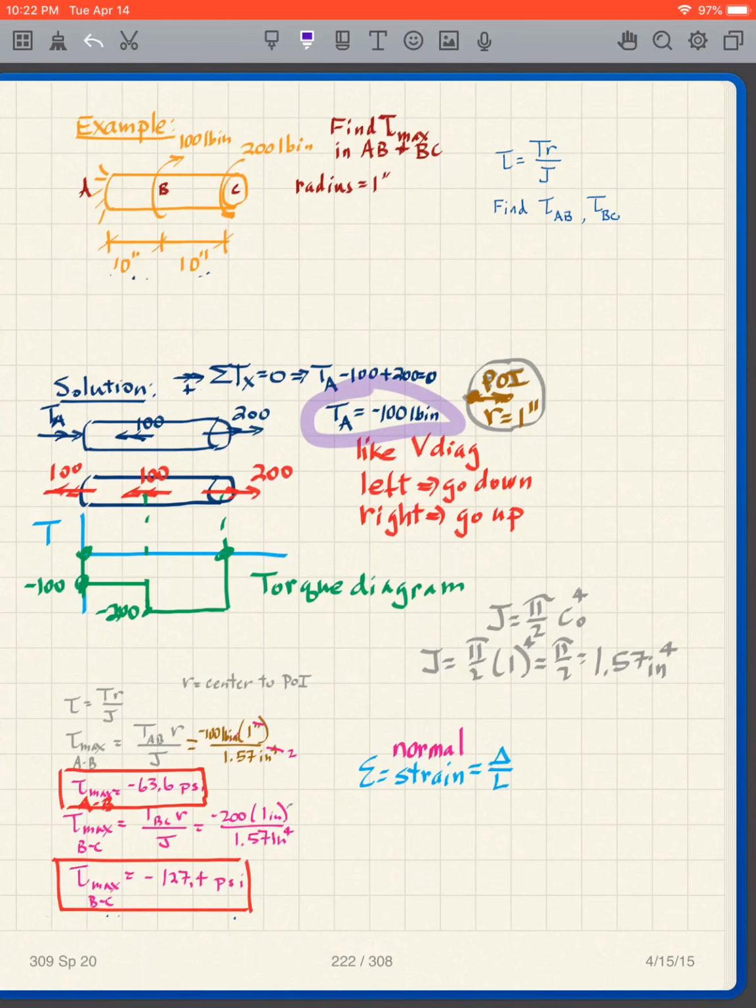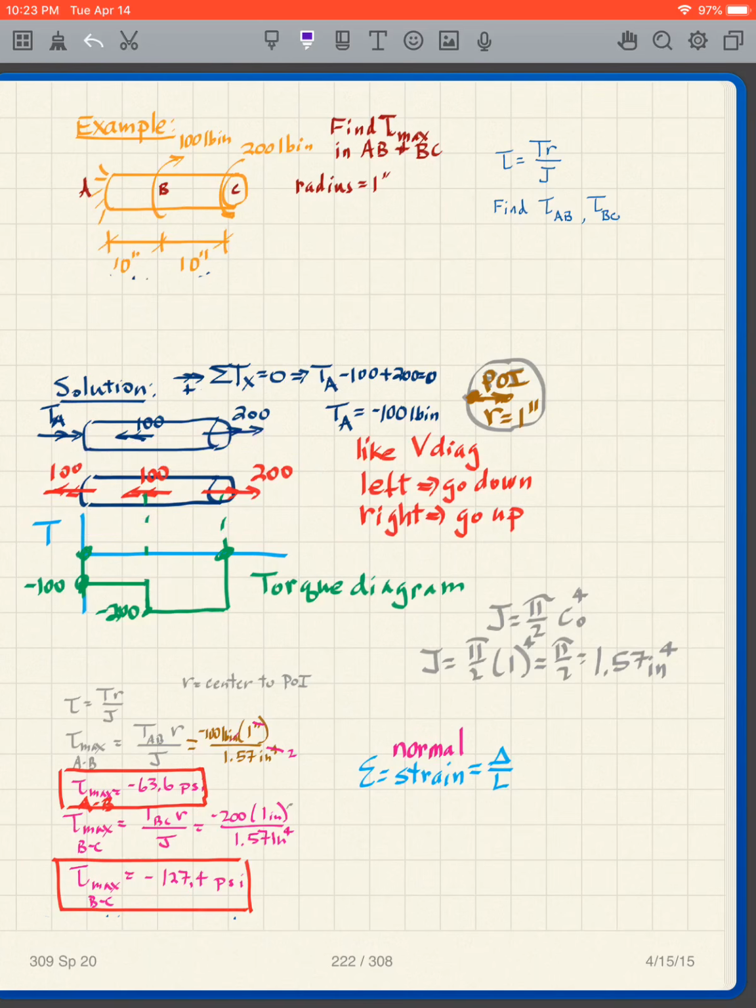And I get TA is equal to negative 100 pound-inches. And if it's negative 100 pound-inches, then what do I know? That I have to flip the arrowhead around and write 100. So that's what I've done. My TA was to the right. It came out to be negative 100. I flipped the arrow around to the left, and I put in the 100. And then we can easily see that this is in equilibrium. How do I know that? Because I have 200 going to the left and 200 going to the right. It's in equilibrium.